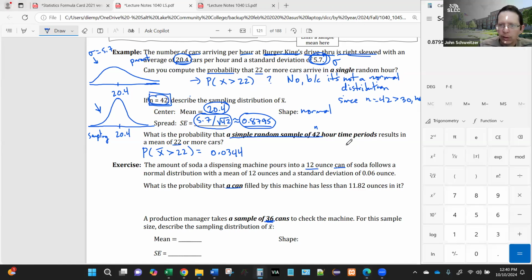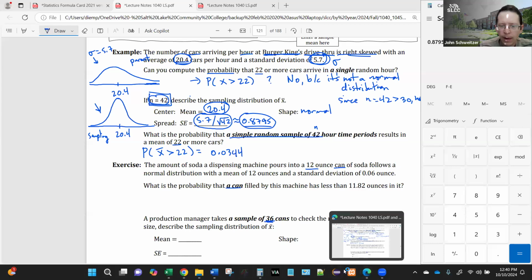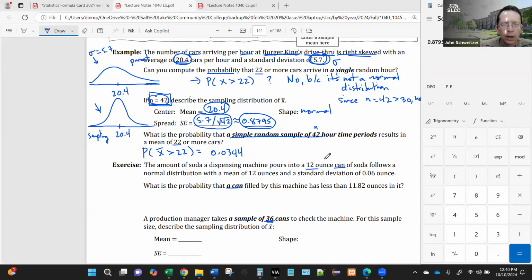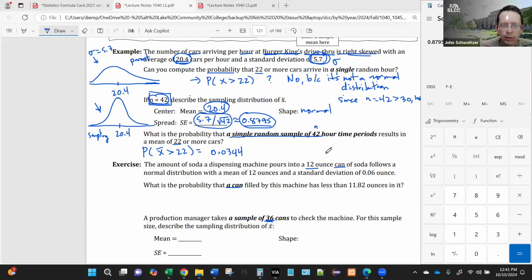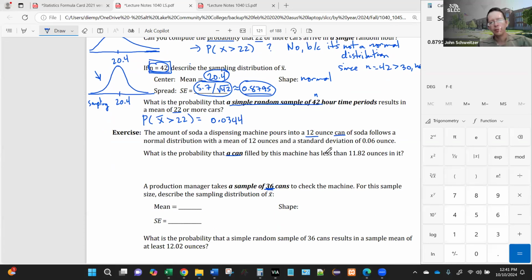So let's do that on the calculator. I'm going to go 5.7 divided by the square root of 42. There's our number right there. Does that make sense? Great. All right. So I want you guys to try one. And yeah, it's kind of tough, but just jump in and give it a try.